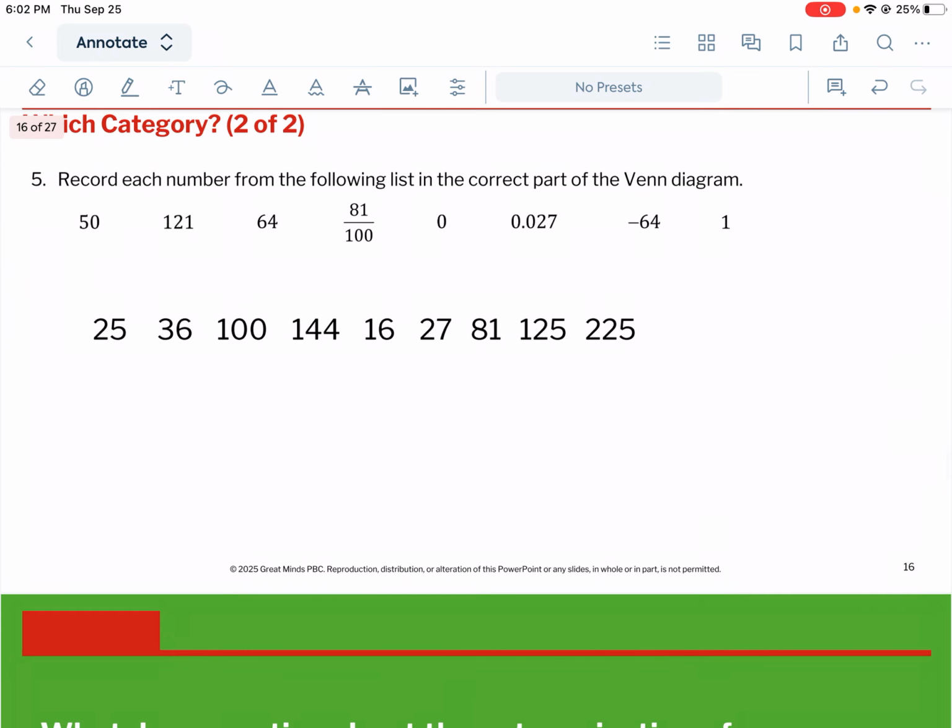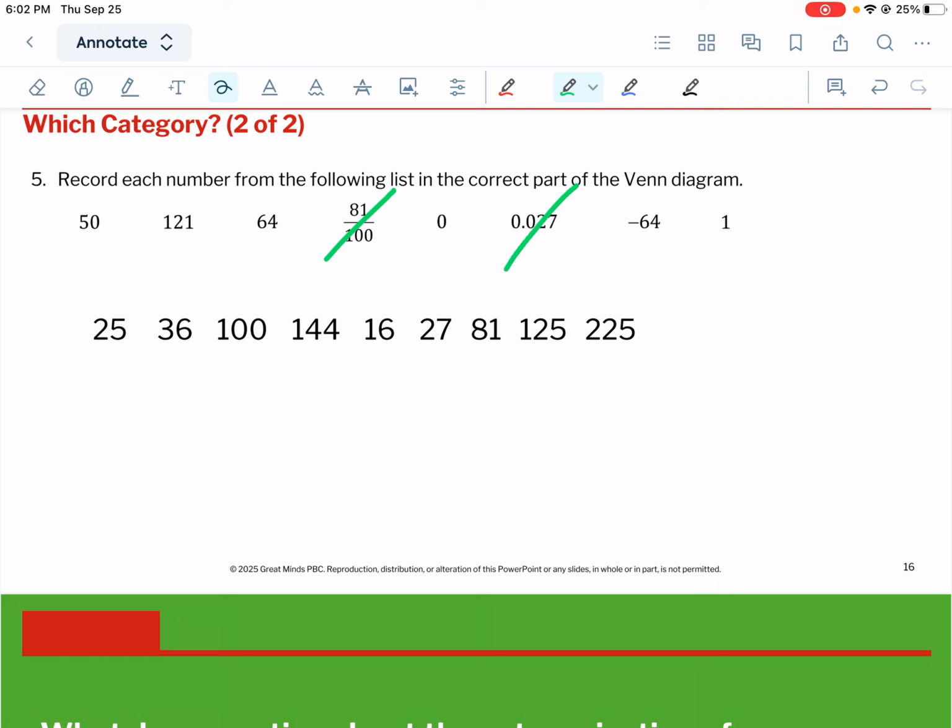For number 5, we categorized these lists of numbers to determine whether they would go in perfect cubes, perfect squares, both, or if it was neither and we should leave them off the list. Off the top, we're going to cross out 81 over 100 and 0.027.